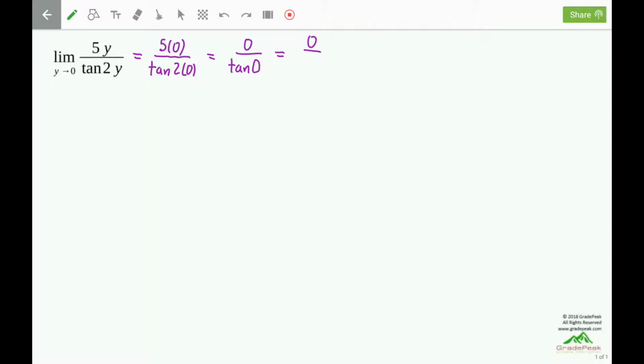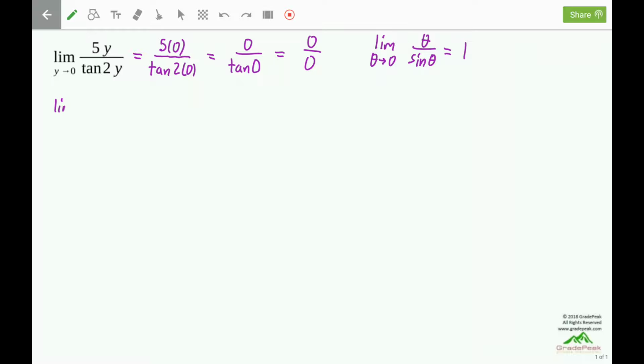Tangent of 0 is the sine of 0, which is a 0, divided by the cosine of 0, which is a 1. 0 divided by 1 is a 0. So we have the 0 over 0 indeterminate form. Since this is resulting from a trig function, we're going to make use of the identity limit as theta goes to 0 of theta over sine of theta equals 1.